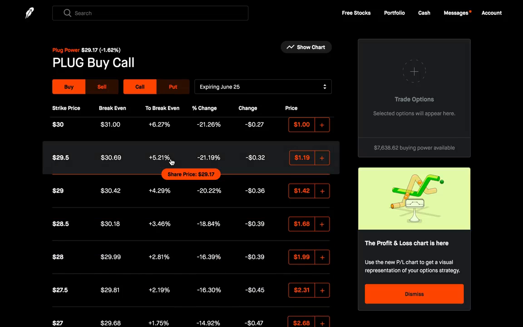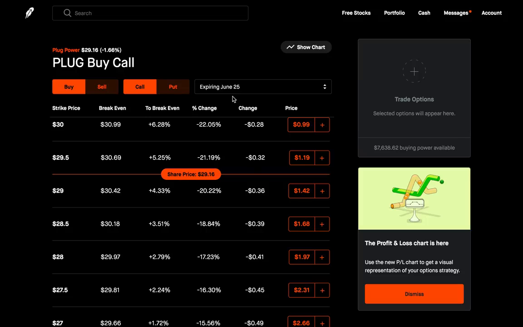But now that we've found all of this, the first thing we want to do is determine what price we believe this stock will be at on the expiration date. So let's say that on the expiration date, which we chose as June 25th, I think Plug Power will be at $29.50, or as close to that as possible.